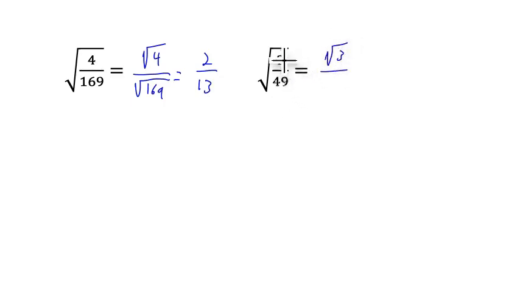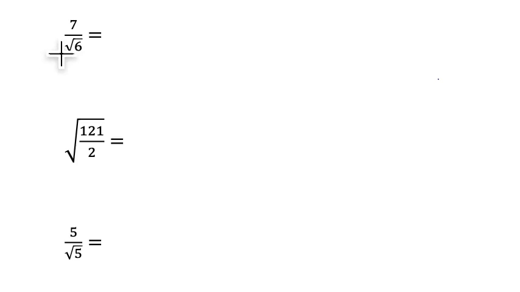So the square root of 3 over 49 equals the square root of 3 over the square root of 49. And 49 is a perfect square, but 3 is not, so that would be the square root of 3 over 7. Now, we are not allowed to leave square roots in the denominator of fractions. So we need to simplify this fraction so that it does not have a square root in the denominator.